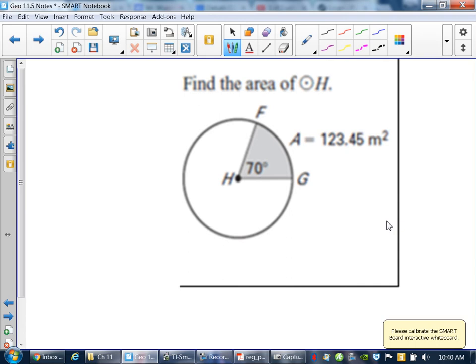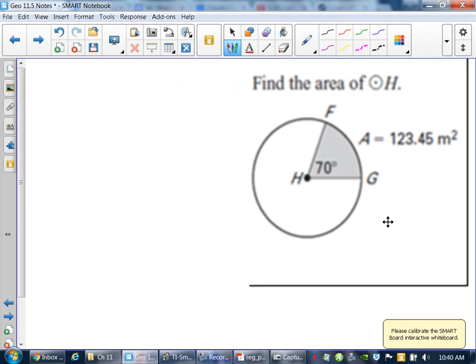Now, let me show you this real fast. And I kind of was alluding to this earlier when I wrote it on the whiteboard. Now, we know that the area of a sector is angle over 360 times pi r squared. Pi r squared stands for what?